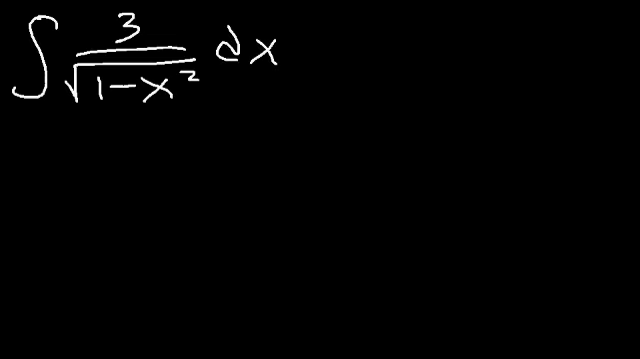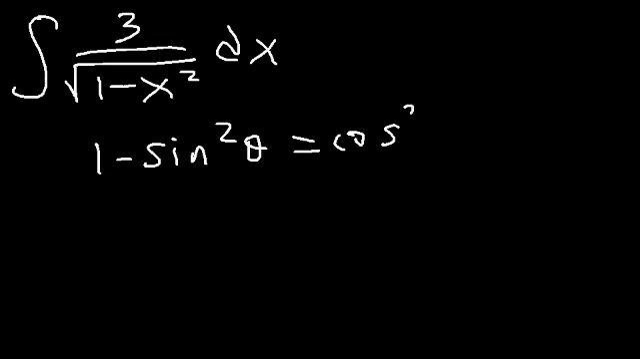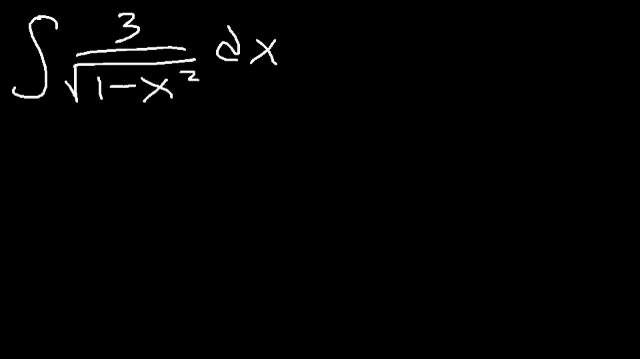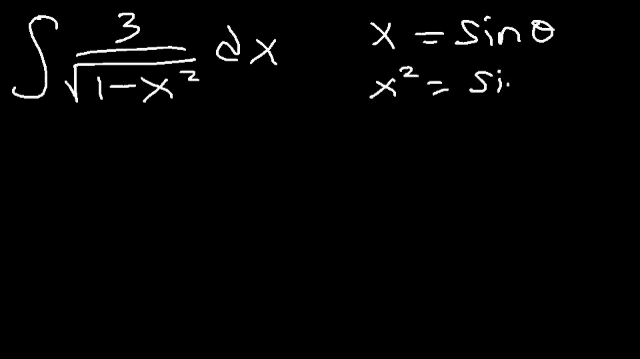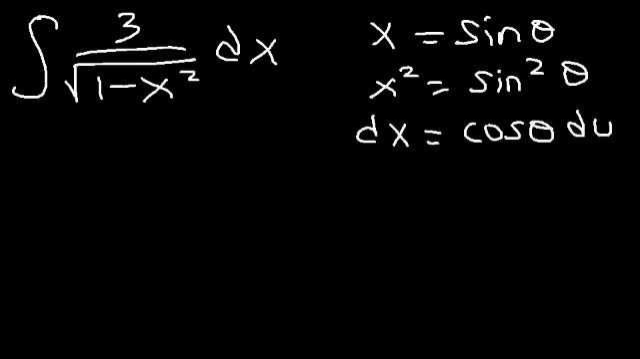Let's try this one. Now, sine squared plus cosine squared is equal to 1. So 1 minus sine squared is equal to cosine squared. So this is another trigonometric substitution. And based on that identity, we want to make x equal to sine theta. So if x is equal to sine theta, x squared is sine squared theta, and dx is the derivative of sine. It's going to be cosine theta d theta.